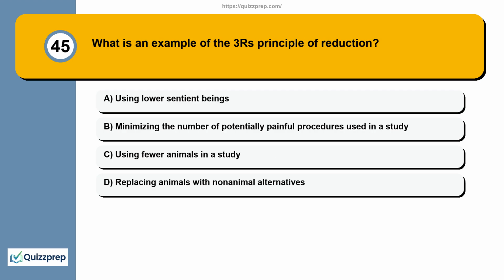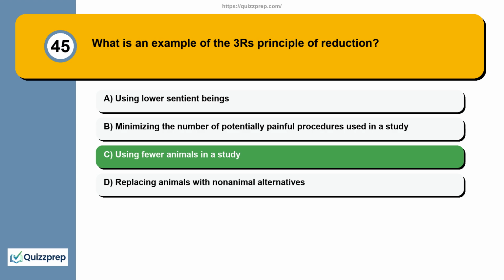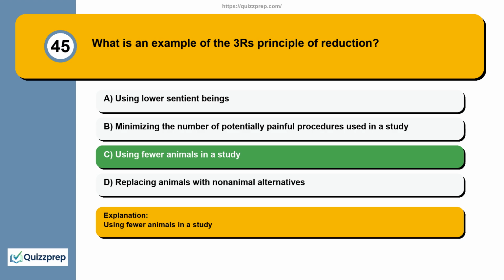Question 45. What is an example of the 3RS principle of reduction? Option A, using lower sentient beings. Option B, minimizing the number of potentially painful procedures used in a study. Option C, using fewer animals in a study. Option D, replacing animals with non-animal alternatives. The correct answer is option C, using fewer animals in a study.